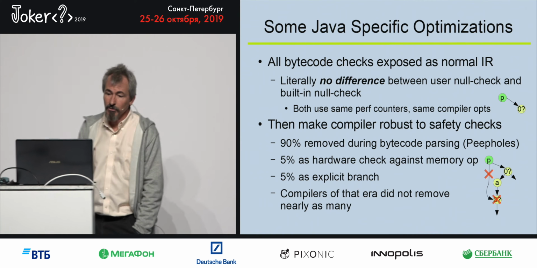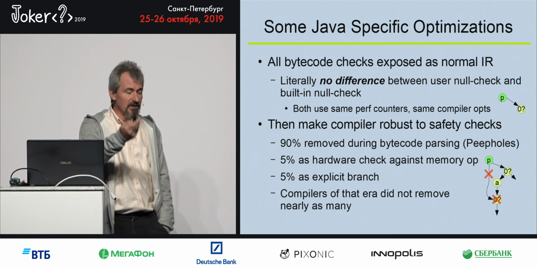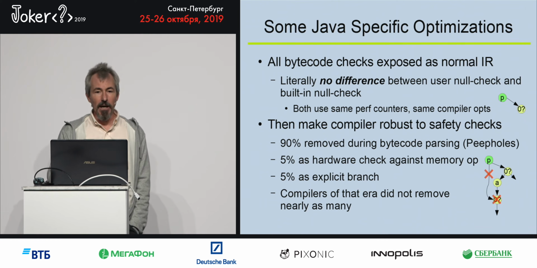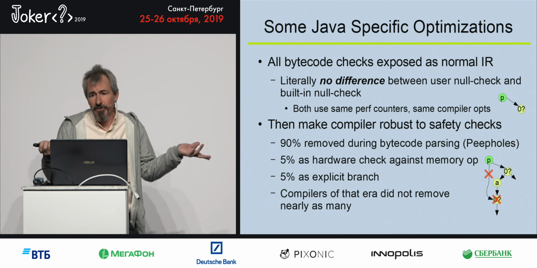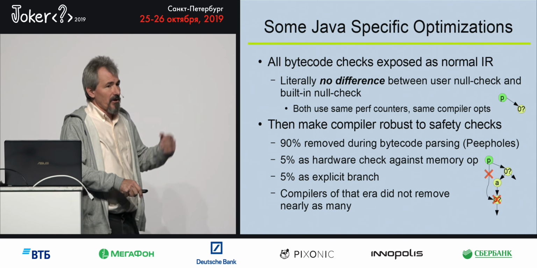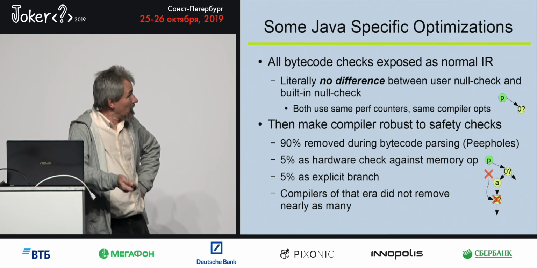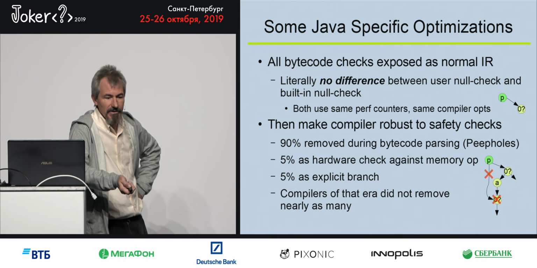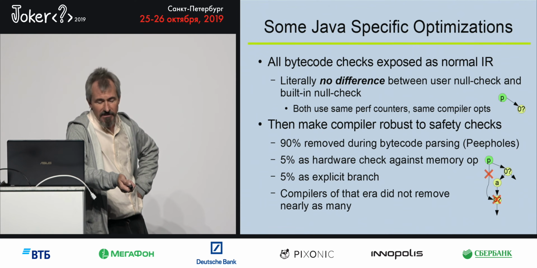Okay, so I'm going to roll through some Java-specific optimizations. And when I say Java-specific, what I really mean is no compiler up till Java cared about this stuff very much. So they didn't do a good job because they didn't need to. It didn't matter. So there are a lot of bytecode checks in Java that are baked in, that come from the type safety in the language. For C2, there's no difference between a user-written null check and a built-in bytecode null check. Literally no difference. There's performance counters. They both get handled in the same kind of way. There's the same kind of compile optimizations, the same kind of implementation strategies that come out of that.